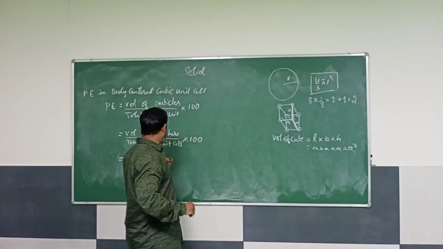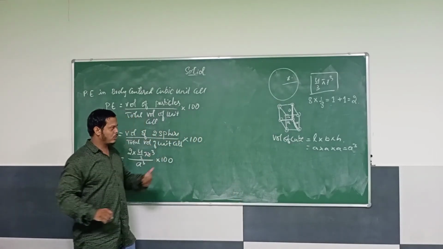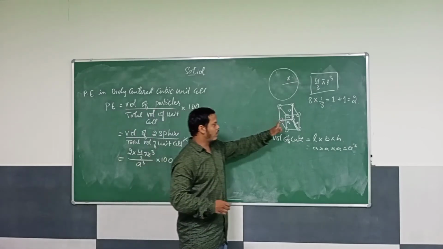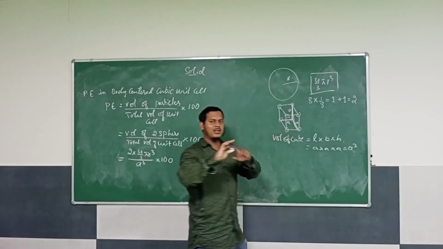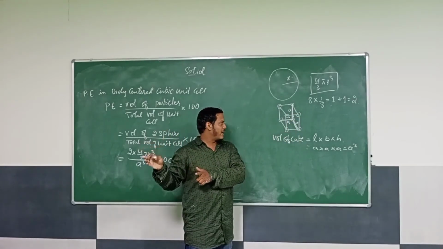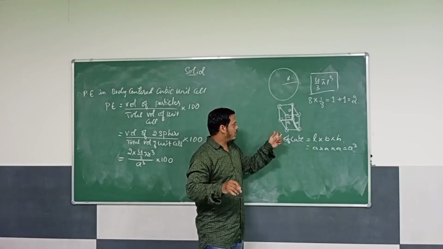So how to find the values of r and a here? We'll come back to our unit cell. Our unit cell is the body centered one. As in the last session, I explained the simple cube.